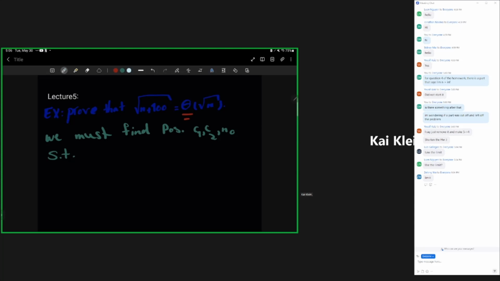You get C1 g of n, which is this one, less than or equal to f of n, which is the other one. Yes, that's correct. And then less than or equal to again C2 g of n. Yeah. And then you should show it's greater than 0. For what? We need to show it for all n greater than n naught.